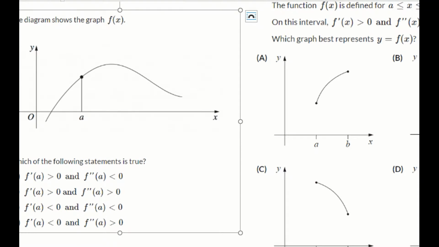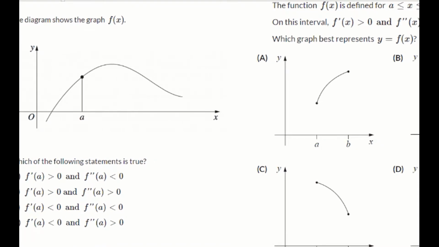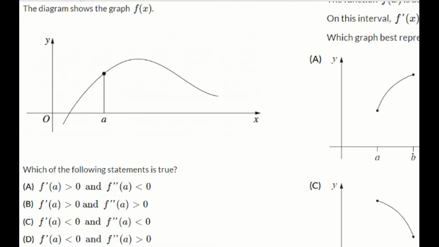So we have the diagram shows the graph, and which of the following statements is true at that point A? So at this point here, we want to talk about what's happening. Straight away, if you just did that activity and you understood it with me, this will be a breeze now. Let's think, my first derivative is my gradient, and that's definitely uphill. So straight away, I have a first derivative that's uphill, so it's greater than 0, which is going to knock out C and D, where they're both less than 0, okay?